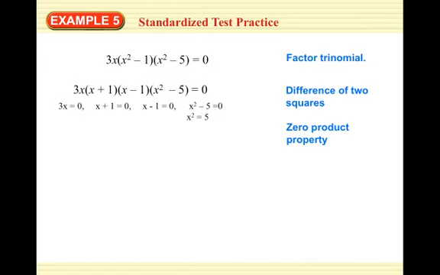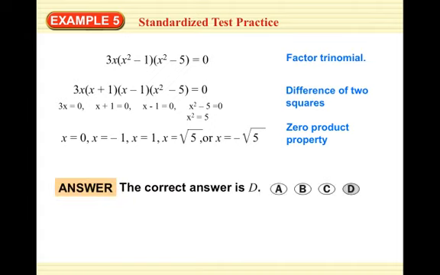And so we'll have 3x equals 0, x plus 1 equals 0, x minus 1 equals 0, and x squared minus 5 equals 0. So we're going to add 5 to both sides on that one, and then take the square root of both. Take the positive and negative square root. On the others, for 3x equals 0, we divide by 3. We get x equals 0. For x plus 1 equals 0, we subtract over and get x equals negative 1. For x minus 1 equals 0, we add 1 and get x equals 1. And again, we take the square root of both sides, which gives us positive square root of 5 and negative square root of 5. And so that gives us the correct answer of D.